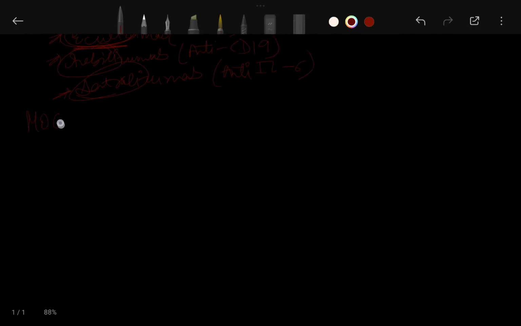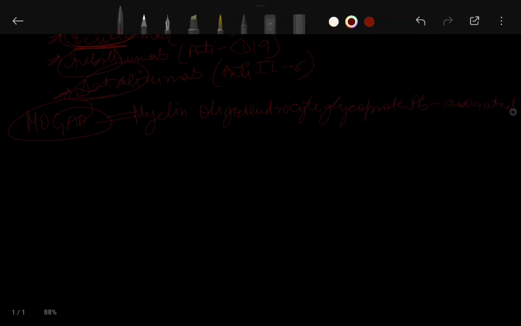Okay, so the next is MOGAD, which is myelin oligodendrocyte glycoprotein antibody associated disease. Now, what is the antibody that is formed in this case? It is anti-myelin oligodendrocyte glycoprotein.